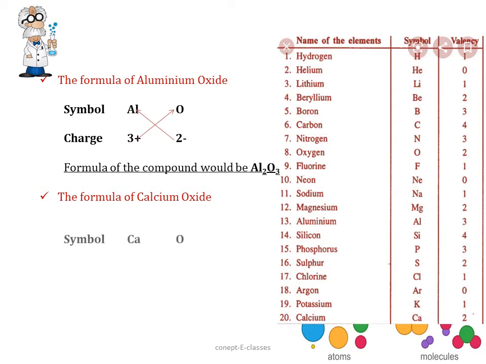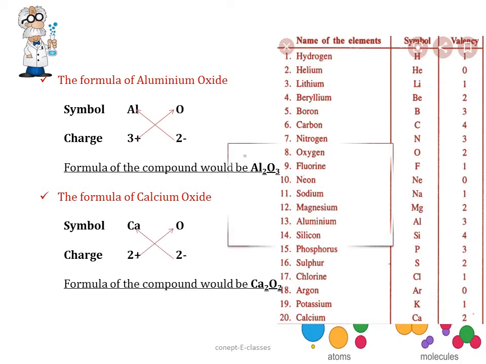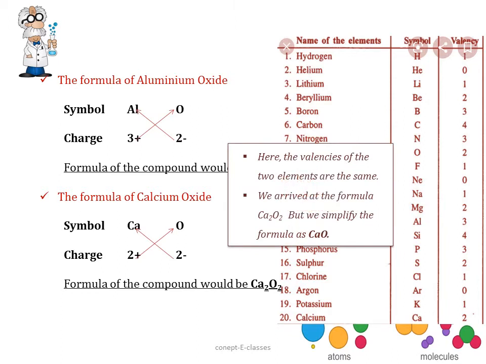Now in the case of calcium oxide, the constituent elements are calcium and oxide. The valency for calcium is not given here, but I think for calcium it is 2 plus, and the oxide is 2 minus. We cross over, and we'll get Ca2O2, but we usually write it as CaO because the valencies of the two elements are the same, 2 plus and 2 minus. Hence we arrived at the formula Ca2O2, but we simplify the formula to CaO, calcium oxide.